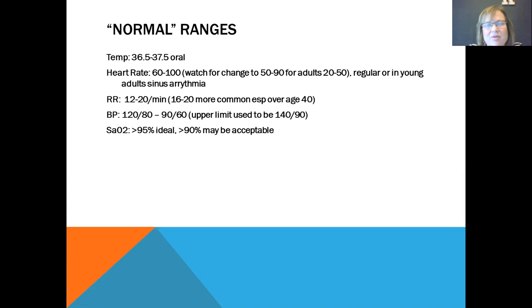That's changed over time. You'll still see many older people out in the world who still think 140 over 90 is the norm. What we know is that we now classify 120 over 80 up to 140 over 90 as prehypertension. O2 sat, we're looking ideally at above 95%, but above 90% may be acceptable under certain conditions, and we can talk about that a little bit more as we move through the course.